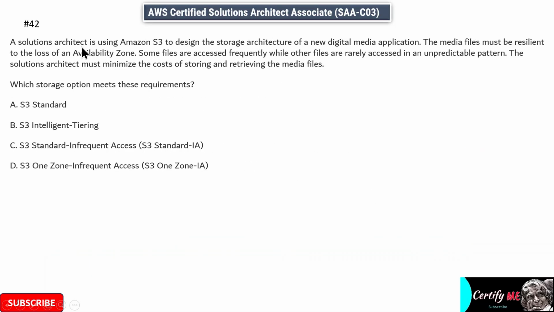A solutions architect is using Amazon S3 to design the storage architecture of a new digital media application. The media files must be resilient to the loss of an availability zone. Some files are accessed frequently while other files are rarely accessed in an unpredictable pattern. The solutions architect must minimize the costs of storing and retrieving the media files. Which storage option meets these requirements?